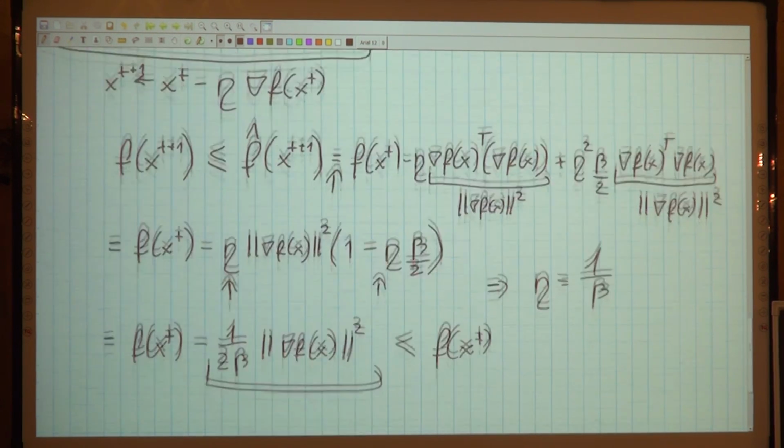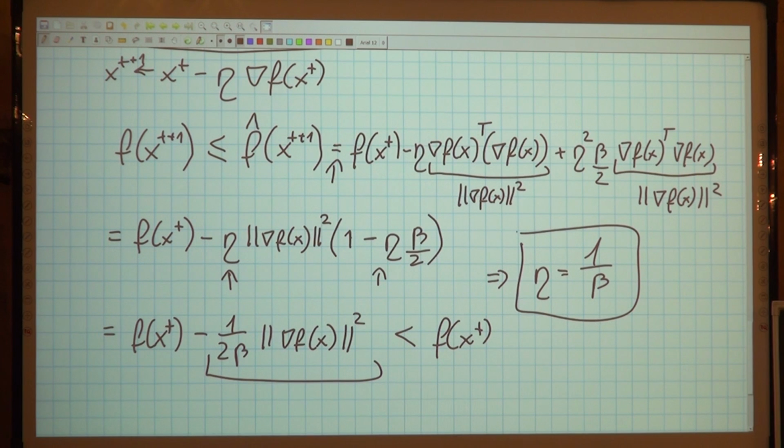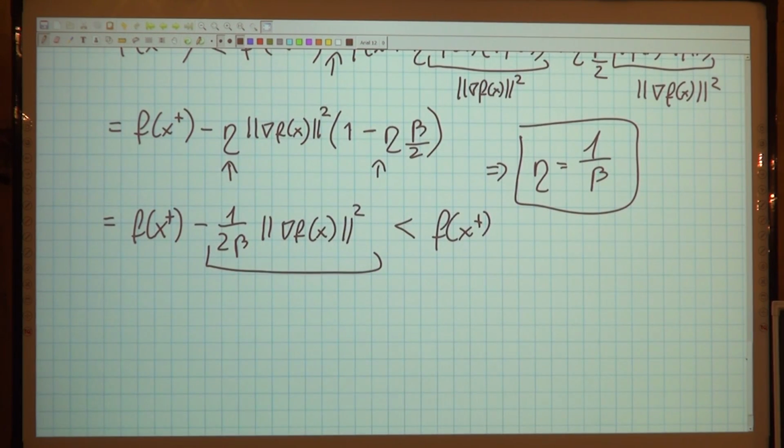And even though this setting seems to suggest you have to know beta, what you really do in practice is just do a binary search for the best eta that gives you the most improvement. This just shows that there is a setting of eta that gives you at least that much improvement. So whatever you find will be at least that much. You don't have to know beta explicitly. You just need to know that some beta exists.